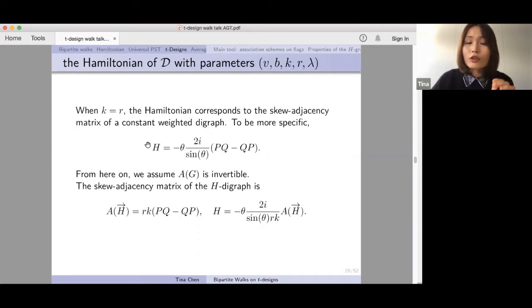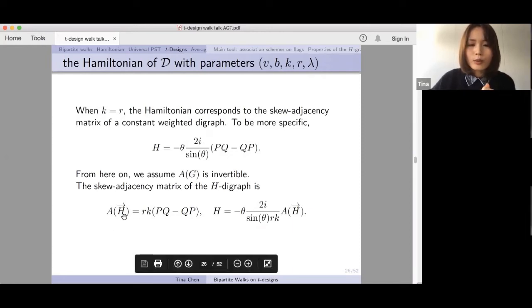When the design is not symmetric, that is, the adjacency matrix of its incidence graph is not invertible, then H will be the Hamiltonian of U squared, and we just change this 2i to 4i. So we can see it will not cause that much difference. So from now on, we just assume the design is symmetric, so the adjacency matrix of the incidence graph will be invertible. And in that case, we will have the skew adjacency matrix in this form. And here we can see the constant weight is this.